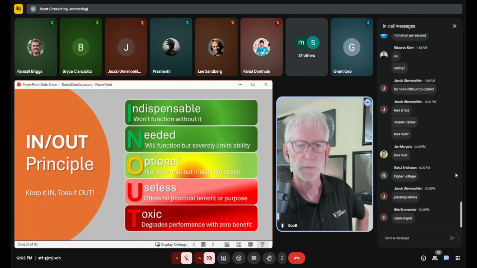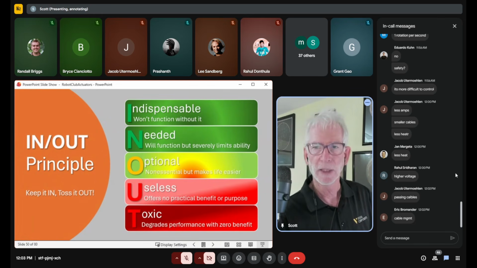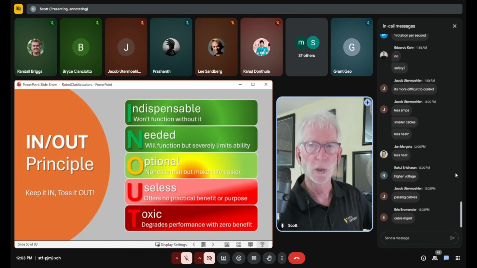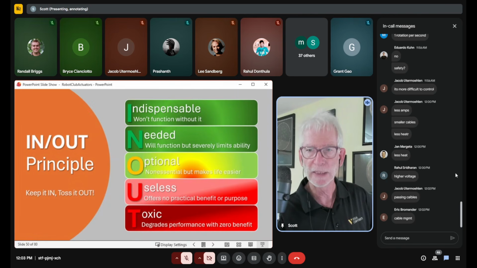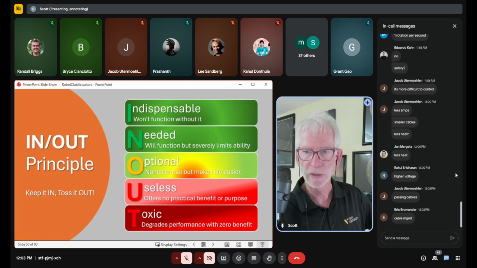All right. So if you're going to do that, the first thing you want to use is this principle I refer to as in-out. And that is, you want to look at how important a particular joint is in your bot. And it goes anywhere from being indispensable, it won't function without it, to needed, will kind of function, but severely limits its ability, to optional, it's not essential, but just makes things maybe a little bit easier. Useless, offers no practical benefit or purpose that anyone can figure out. And then there's toxic, it actually degrades the performance with zero benefit.